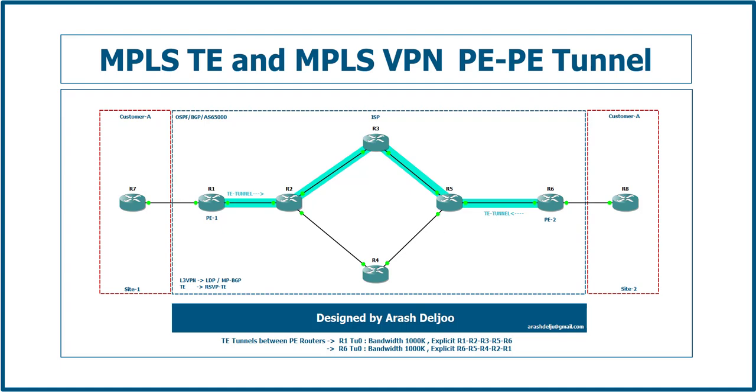Also, one important thing that I am going to talk about is that in Layer 3 VPN, we are using LDP and also MP-BGP for advertising labels.